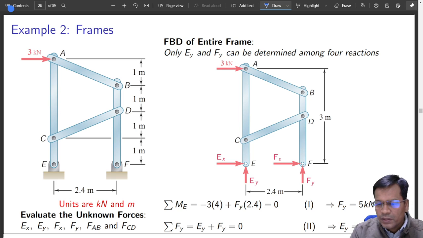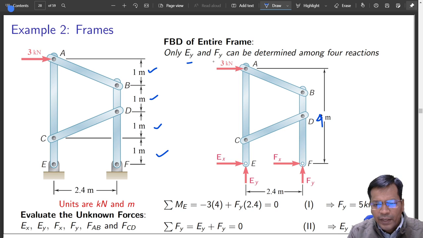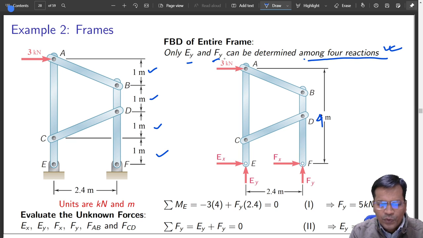Yes, there is some error, it seems. This is 1 meter, 1 meter, 1 meter, 1 meter, so this is 4 meter. Okay, done. Rest everything is fine. So only Ey and Fy can be determined among four reactions. Why only Y forces can be found out? Why not X?